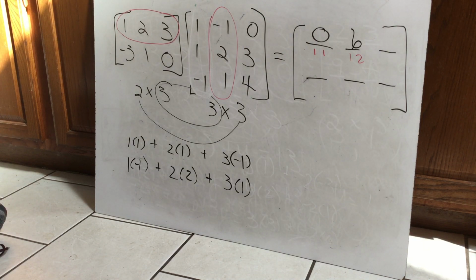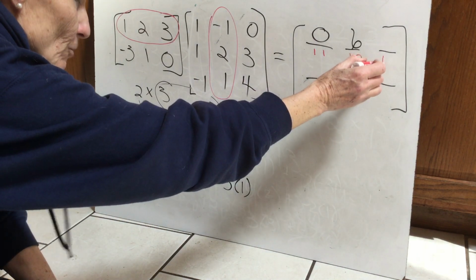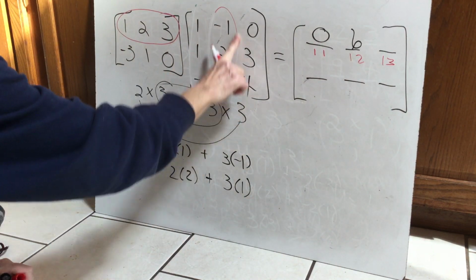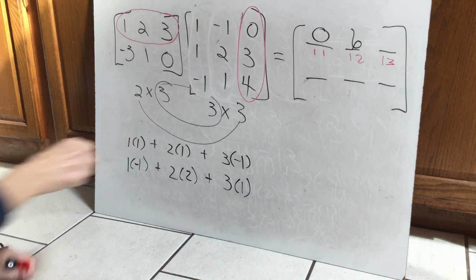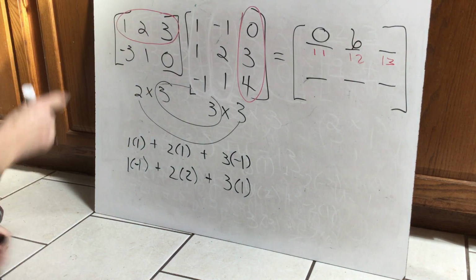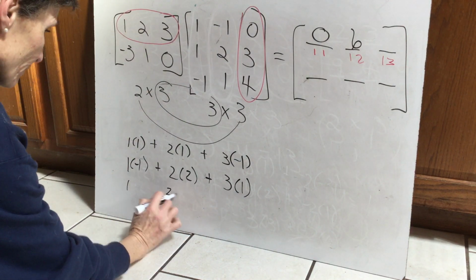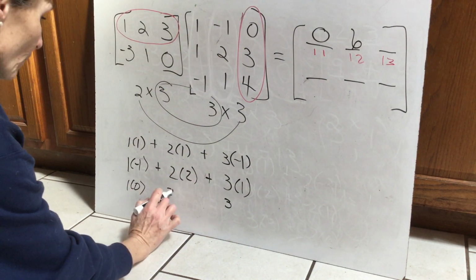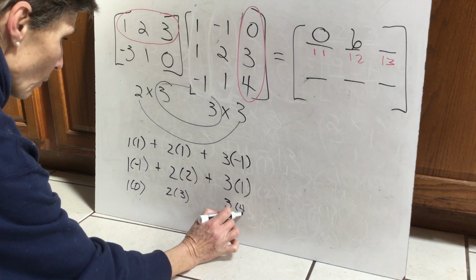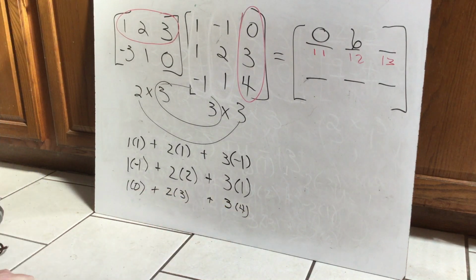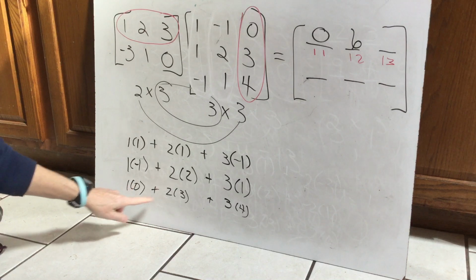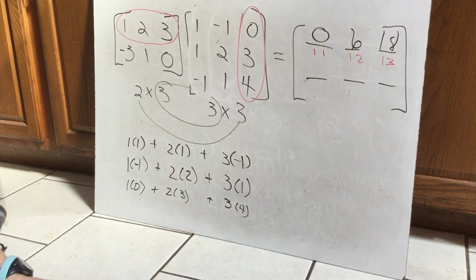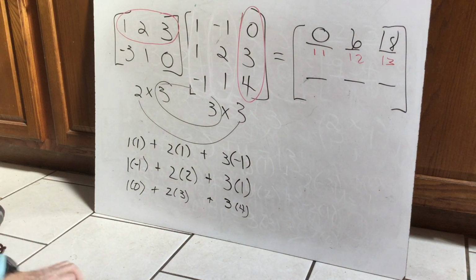Okay, getting the hang of it. Now we're going to go here, first row, third column. That means I'm going to write down my 1, 2, 3 again. And then I'm going to write down my third column, which is 0, 3, 4. So I got a 0, a 6, and a 12. So that's 18. And the top row is done.